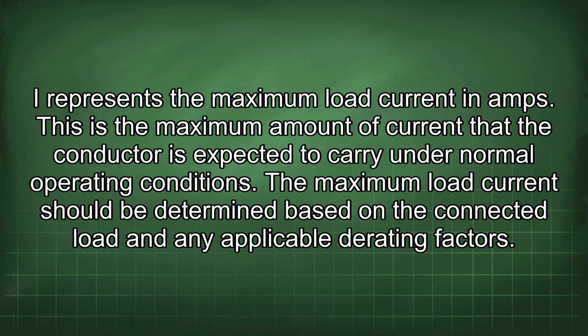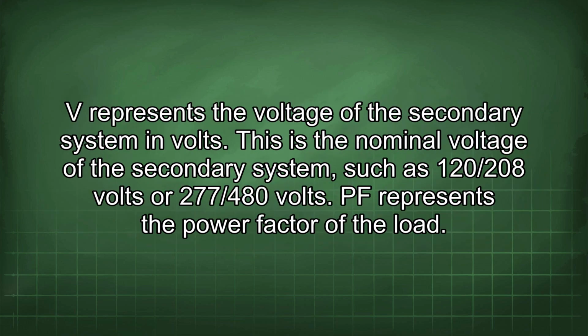I represents the maximum load current in amps. This is the maximum amount of current that the conductor is expected to carry under normal operating conditions. The maximum load current should be determined based on the connected load and any applicable derating factors. V represents the voltage of the secondary system in volts. This is the nominal voltage of the secondary system, such as 120/208 volts or 277/480 volts.